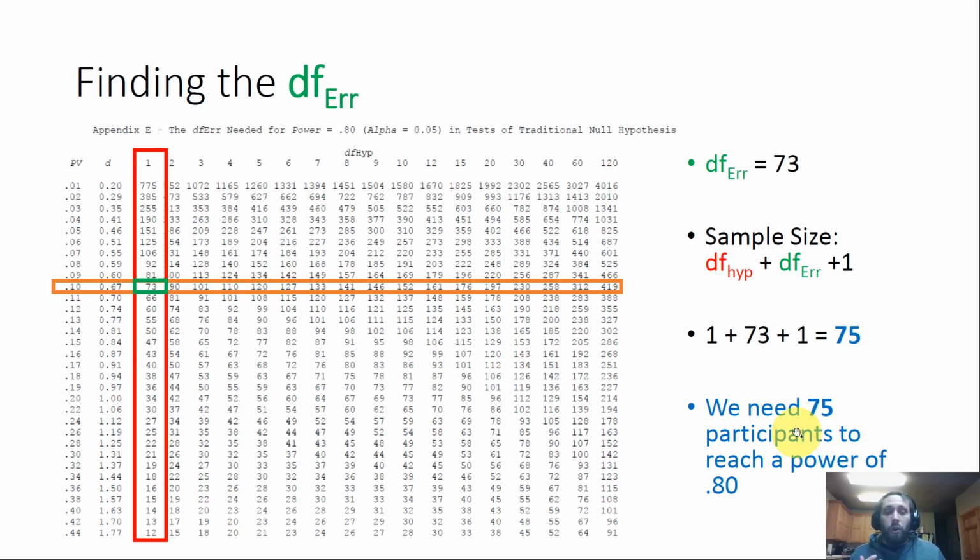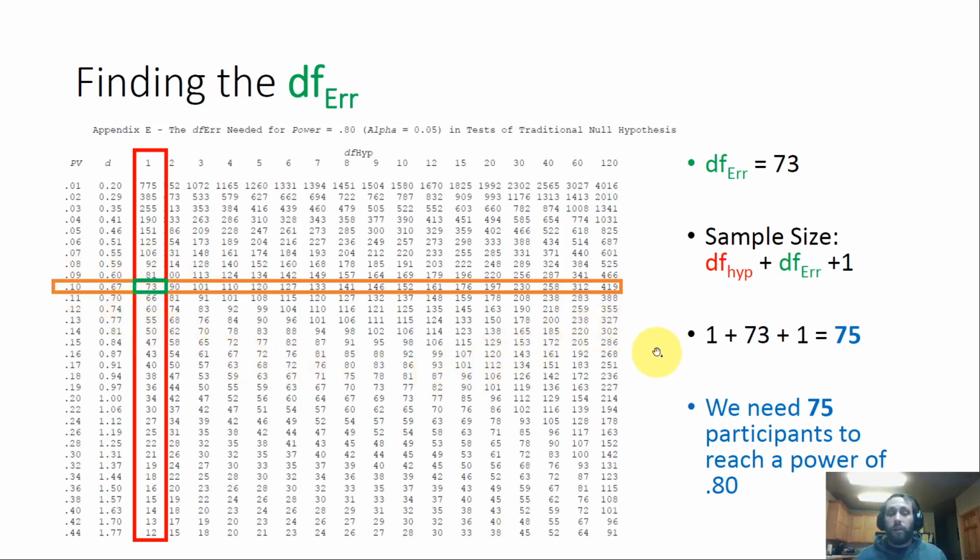So if you pull up your Appendix E, we can map it out. So step 1 is to identify our degrees of freedom hypothesis. We have 1 because we have 2 groups and it's your groups minus 1. So right here, 1 in red. Then we remember what our PV is. Remember our PV was 0.10. So we go down and say, okay, our PV of 0.10. From here, we see where those 2 lines meet, and it meets at 73.